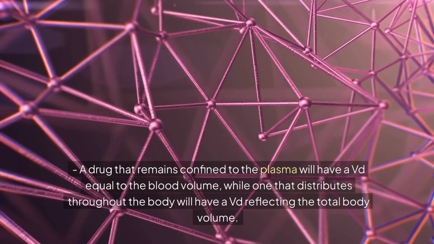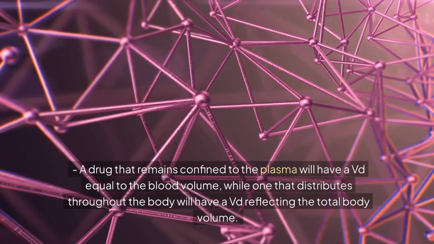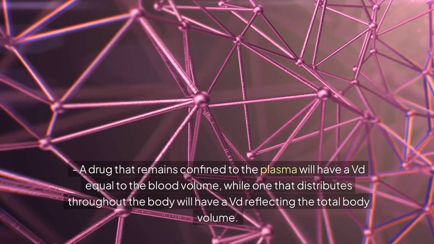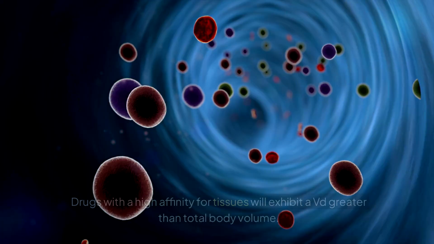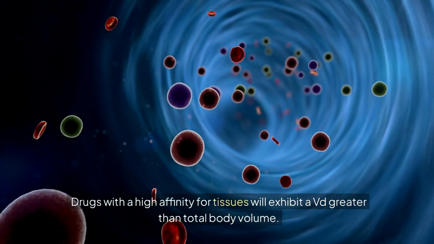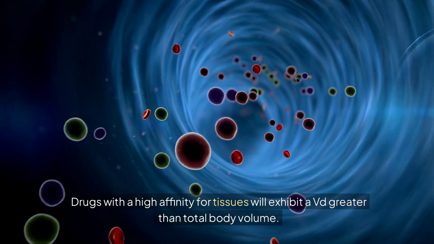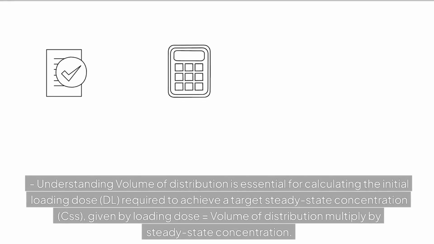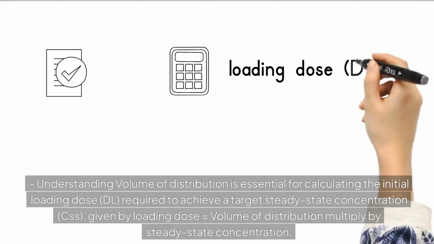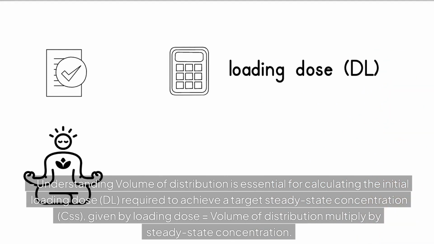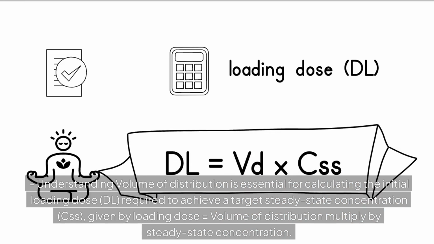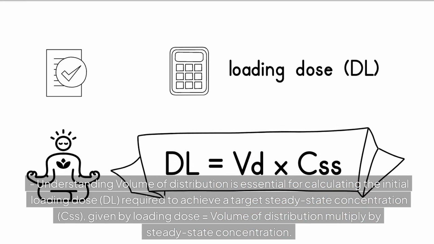A drug that remains confined to the plasma will have a VD equal to the blood volume, while one that distributes throughout the body will have a VD reflecting the total body volume. Drugs with a high affinity for tissues will exhibit a VD greater than total body volume. Understanding volume of distribution is essential for calculating the initial loading dose, DL, required to achieve a target steady-state concentration, CSS, given by loading dose equals volume of distribution multiplied by steady-state concentration.